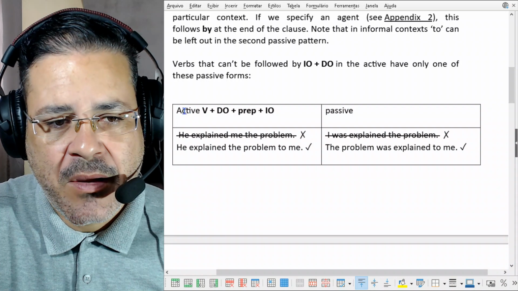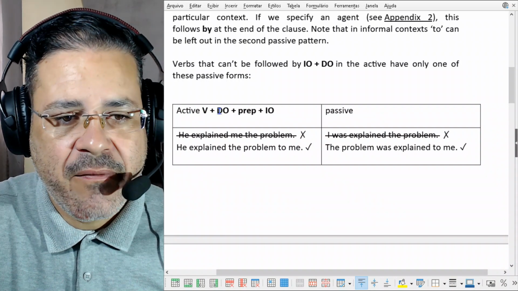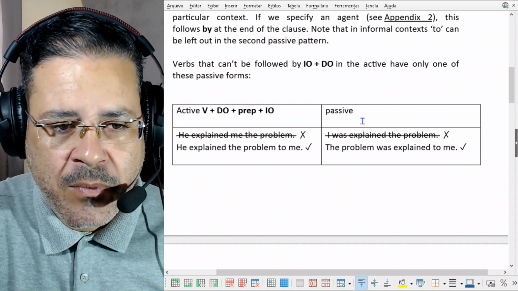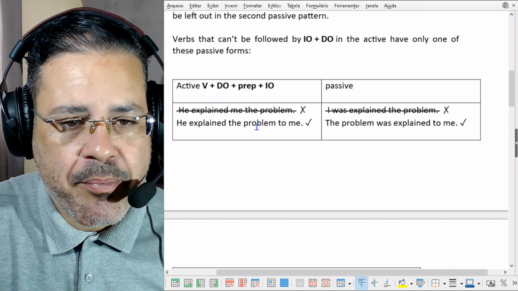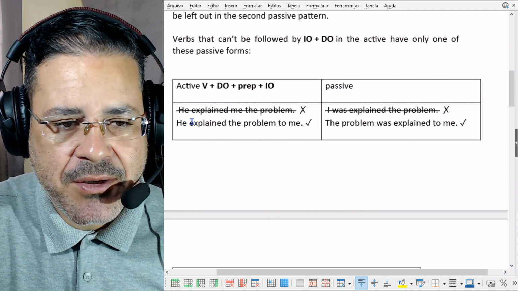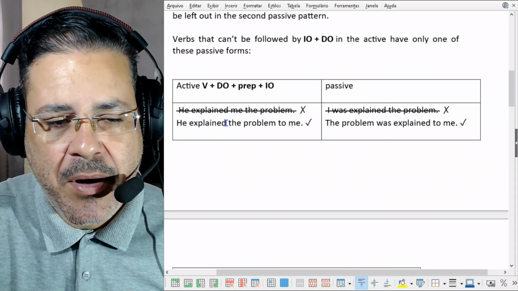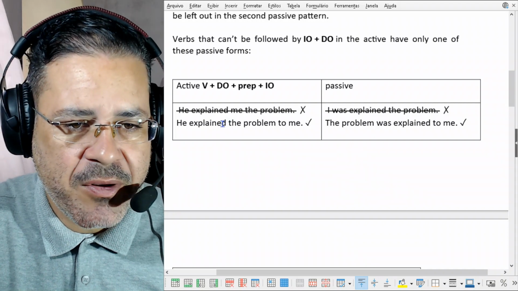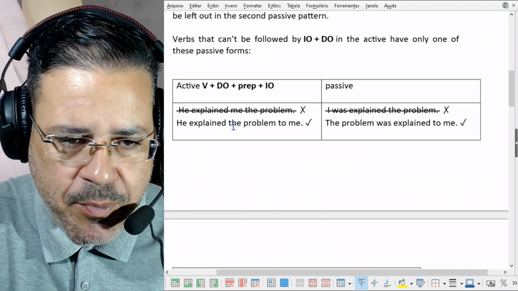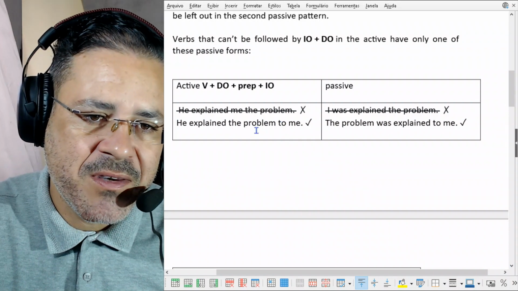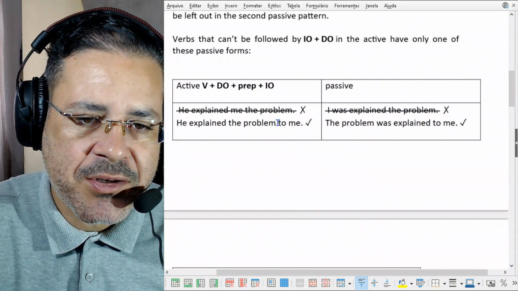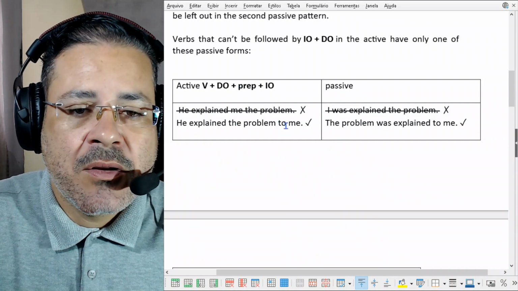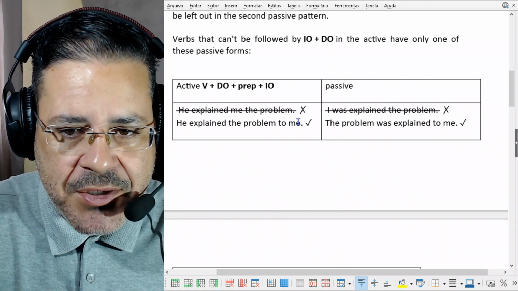Verbs that can't be followed by IO plus DO in the active have only one of these passive forms. For example, active: V for verb, direct object plus preposition plus indirect object. For example, he explained the problem to me. He, the subject, explained, in the past simple. He explained what? He explained the problem. This is the direct object, plus the preposition to. He explained the problem to me. Me is the indirect object.